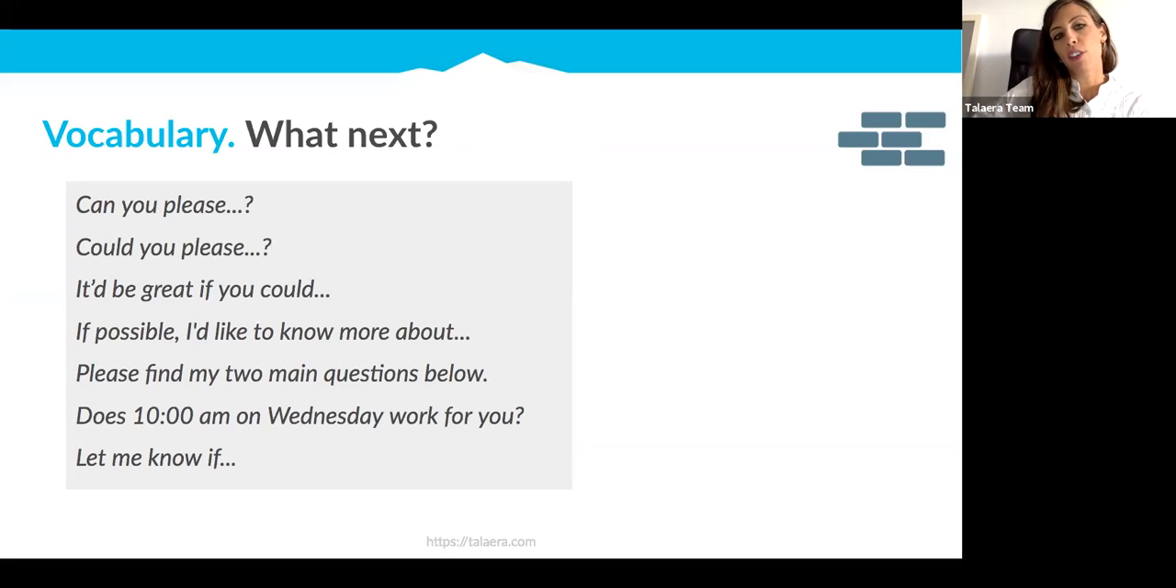And here's some vocabulary for what next, when you want to tell them what's going to happen. Well, can you please? Could you please is a little bit more formal. It'd be great if you could. If possible, I'd like to know more about. Please find my 2 main questions below. A strict question like, does 10 a.m. on Wednesday work for you? Or let me know if. Those could be very easy, straightforward ways of telling them what's going to happen.